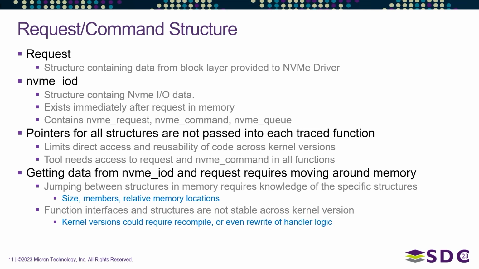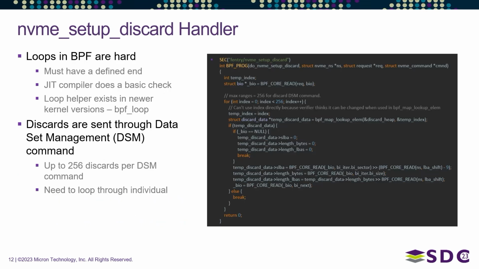And then getting data from the NVMe IO data and the requests requires moving around memory. So jumping between structures, you need to know the specifics, and this is where the BPF core code comes in to help with structure changes between kernel versions. This is just the NVMe setup discard handler.